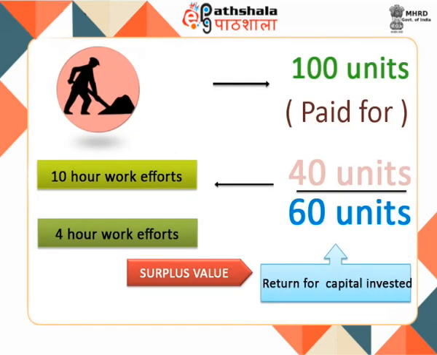For example, suppose a laborer puts in 10 hours of work effort and generates 100 units value of output, but he is paid only 40 units value of output, which is equivalent to 4 hours of labor. Thus, the laborer creates a surplus value of 60 units. The owner of the firm will pocket this surplus value or profit as a return for his capital invested.